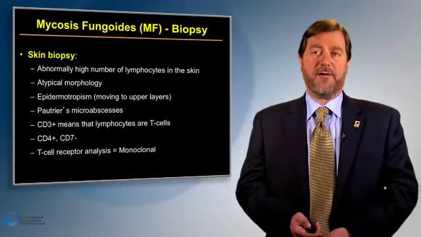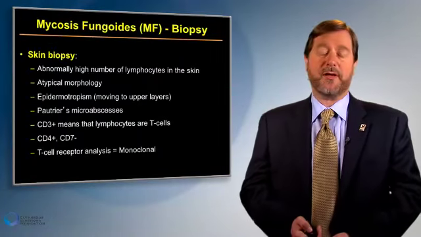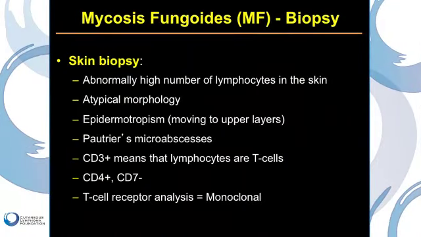From the standpoint of the diagnostic biopsy, as already mentioned to some degree in the previous slides, the skin biopsy should show an abnormally high number of lymphocytes in the skin with an atypical morphology, but not large cells. The cells tend to be small. There should be epidermotropism, and therefore the infiltrate is not as deep as the one showed in the previous slides, but should just be limited to the uppermost part of the skin. The lesion may show something called Pautrier's microabscesses, which are particular clustering of lymphocytes in the upper part of the skin. And when we do an immunohistochemistry analysis looking at what type of lymphocytes are in the skin, it will show that the cells are CD3 positive, CD4 positive, CD7 negative.